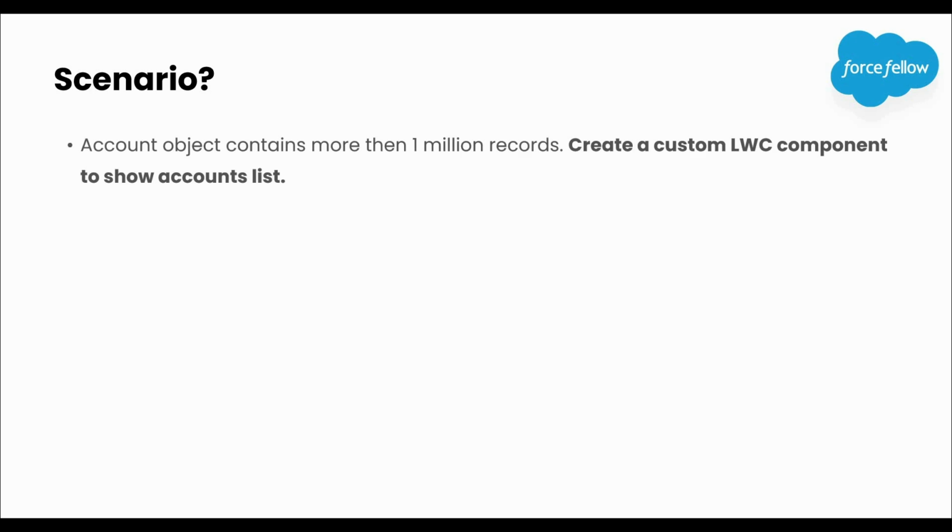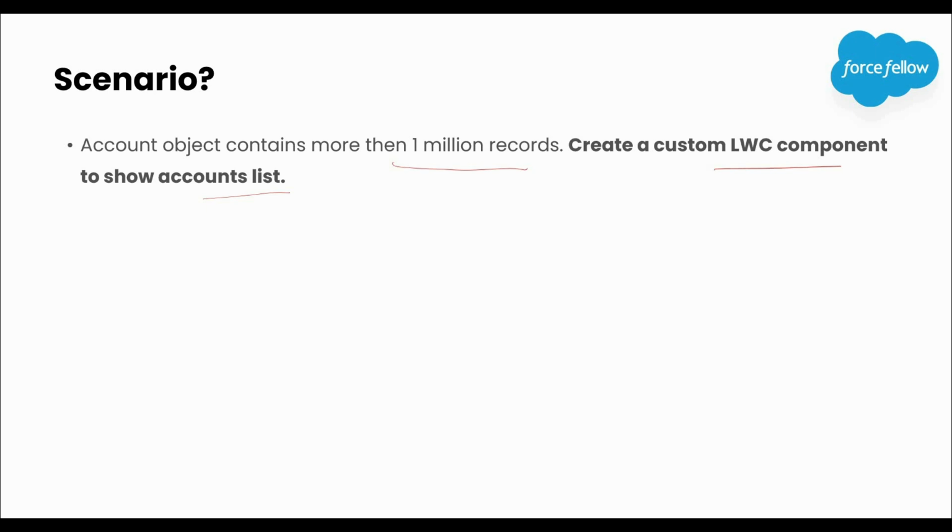Okay, so let's say our account object contains more than 1 million records. Now we have a requirement to create a custom LWC component to show those records in a list. Generally in Salesforce, if you want to show a records list, then we don't need to create a custom component. We should use the out-of-box list view component for that, right? But here let's say due to any reason, our requirement is to create a custom component and show records there in a table.